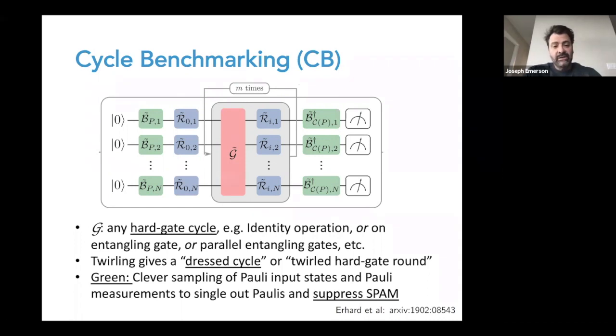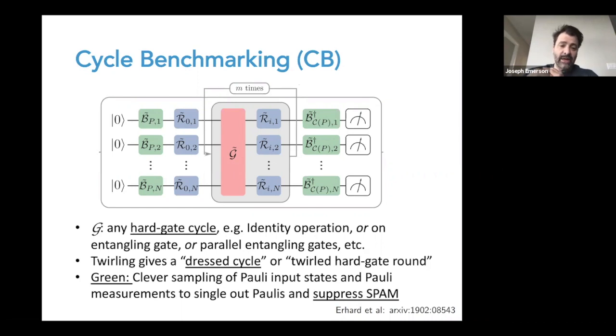The idea is to identify some gate combination of interest, which we call a hard gate cycle. So in this figure, what's in the pink block labeled with the G tilde. G is the ideal sequence you want to apply. This might be like CNOTs on some pairs of qubits, and T gates on other qubits. It's some parallel instruction set. It's some moment in time, which we call a clock cycle. Some people call it a layer of the computation.